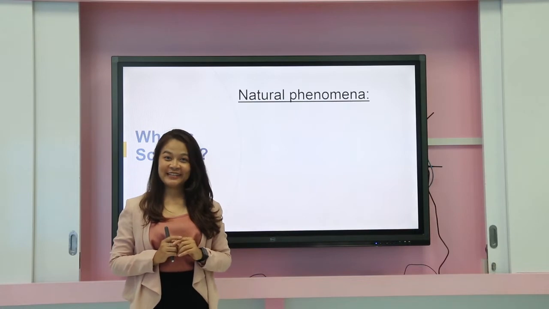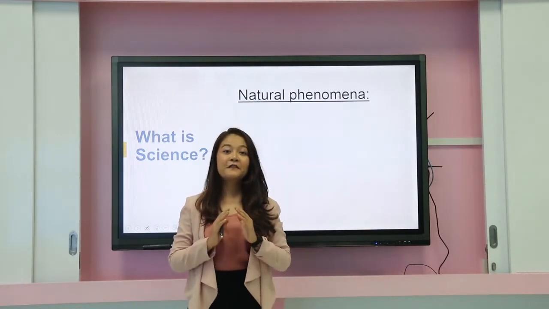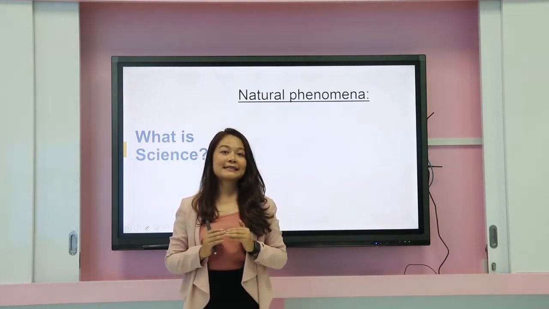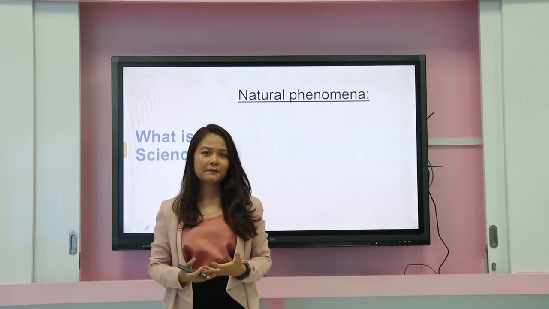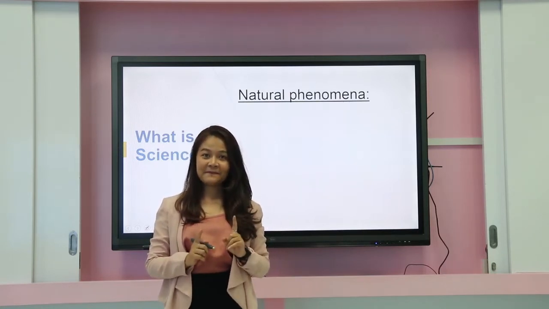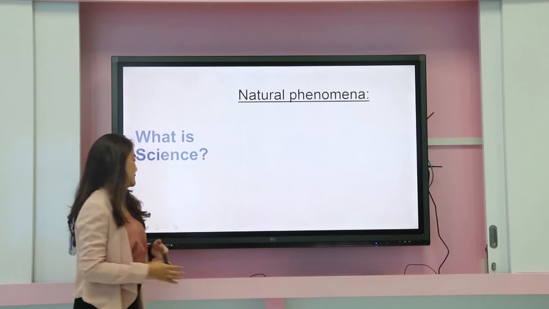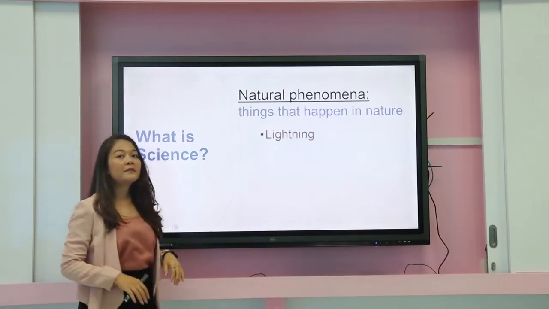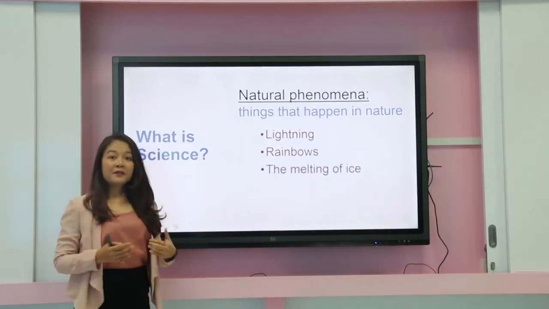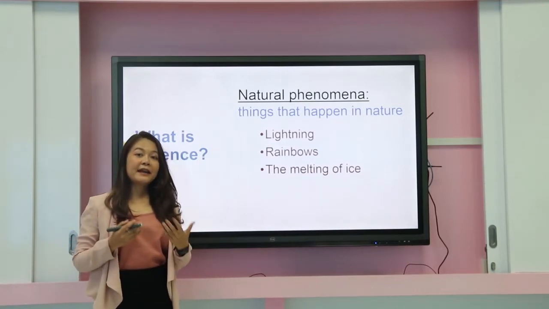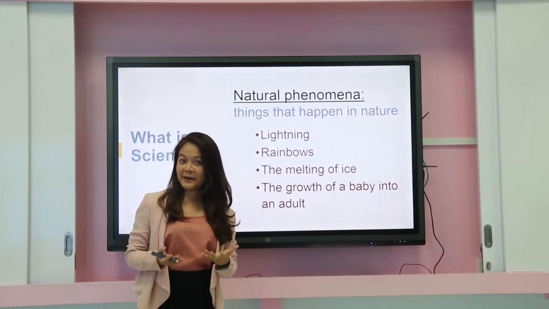So please pay attention. Alright, so what we're going to do today, we are going to study the first chapter, the first topic of this lesson. What is science? We can see various natural phenomena in our daily life. And do you know what natural phenomena are? Yeah, natural phenomena are the things that happen in nature. And these are some examples of natural phenomena: lightning, rainbows, the melting of ice, and even the growth of a baby into an adult.